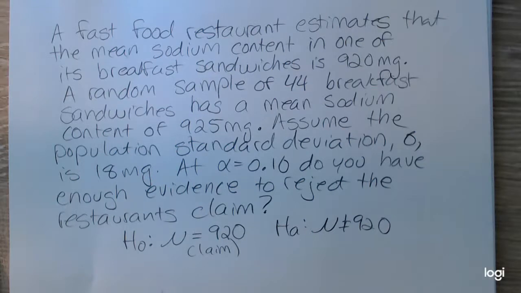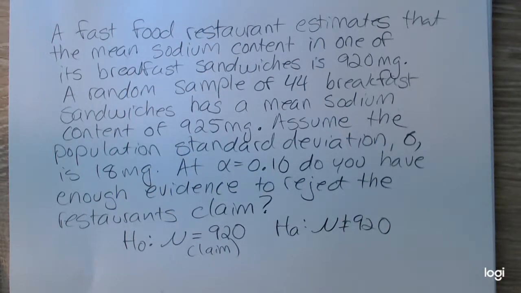p-value method. So just to recap, a fast food restaurant estimates that the mean sodium content in one of its breakfast sandwiches is 920 milligrams. A random sample of 44 breakfast sandwiches has a mean sodium content of 925 milligrams. Assume the population standard deviation sigma is 18 milligrams. At alpha equal 0.10, do you have enough evidence to reject the restaurant's claim?